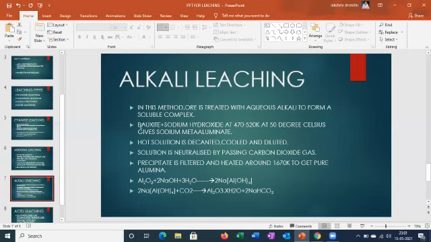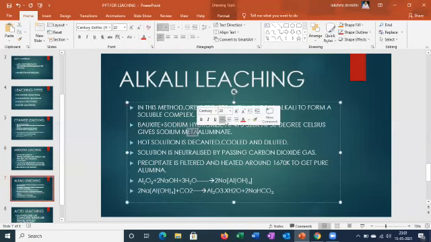Let's go for an example now. Suppose I take bauxite. Bauxite is the ore of aluminium. This ore of aluminium is usually impure when taken from the earth. It is made to react with sodium hydroxide at a temperature of 470 to 520 Kelvin. It gives us sodium meta-aluminate. Again, it's a complex which is soluble.